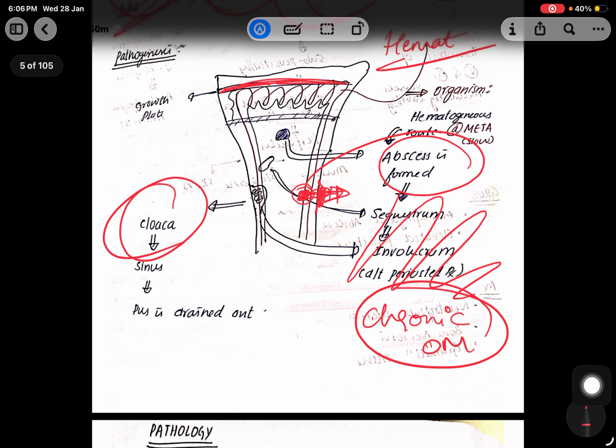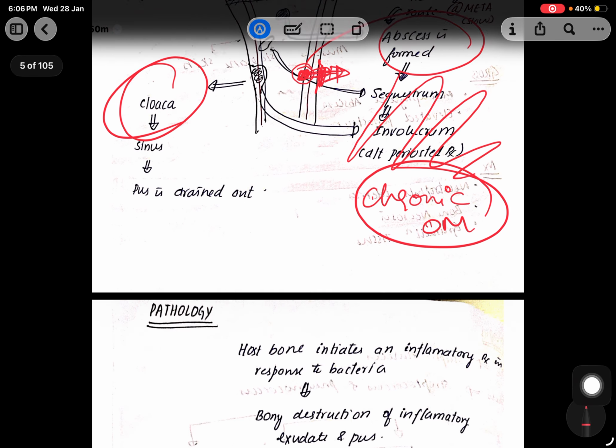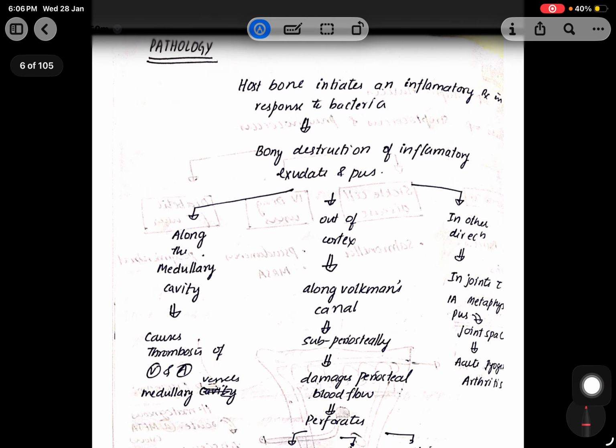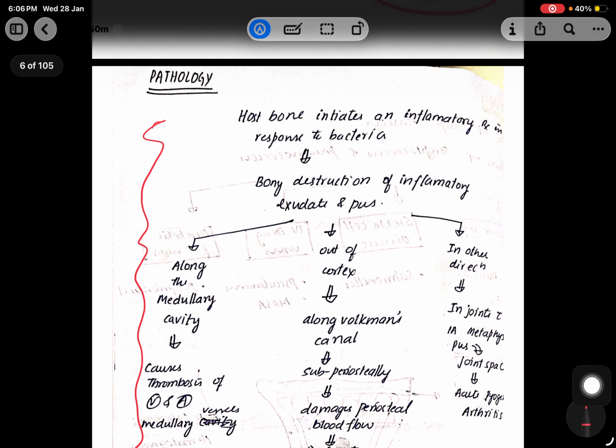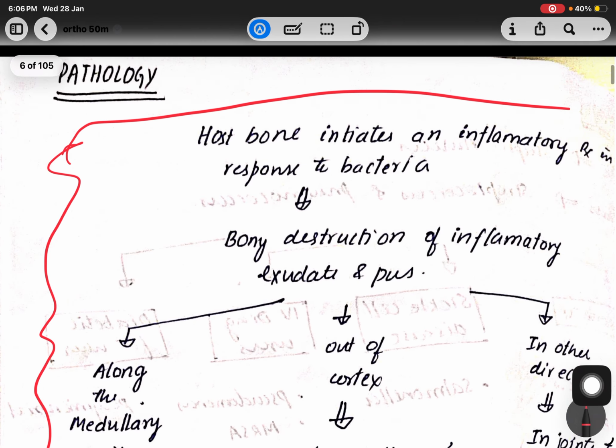Okay, I just explained the natural history of disease so that you know how to go about it. Then pathology, this is as far as I have explained, this is the same thing. I have also elaborated this a bit more.